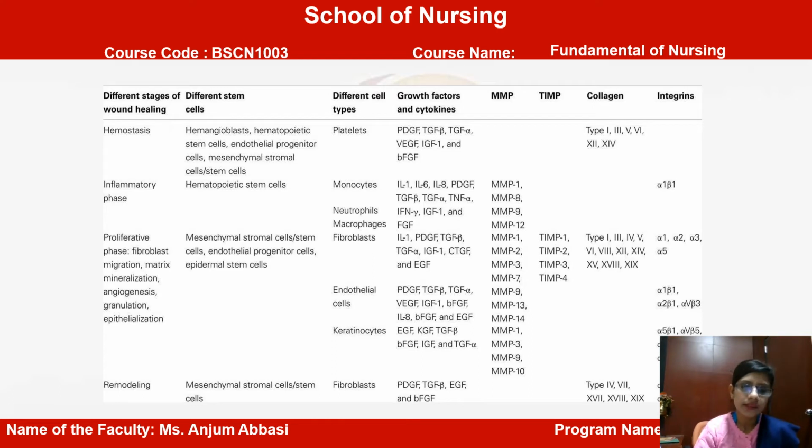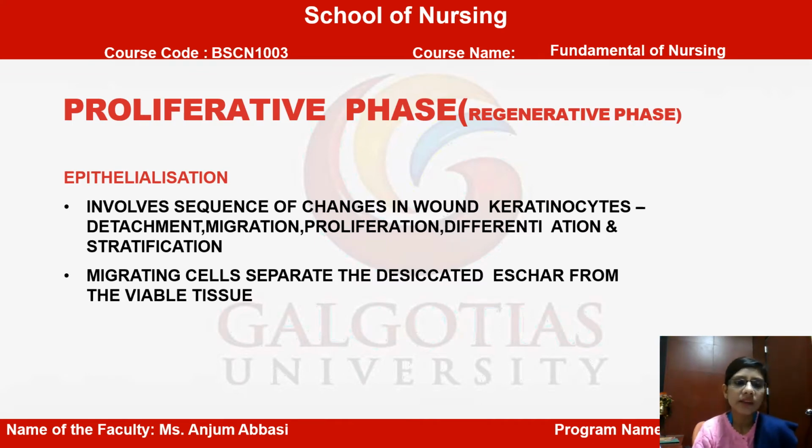The stem cell responsible for this is the mesenchymal stem cell, and by type of cell it is the fibroblast. The growth factors and cytokines are PDGF, TGF beta, EGF and BFGF. Next are the collagen types, like type 4, type 7, type 16, 18 and 19. Next, we will learn epithelialization. It involves a sequence of changes in the wound: keratinocyte detachment, migration, proliferation, differentiation and stratification.